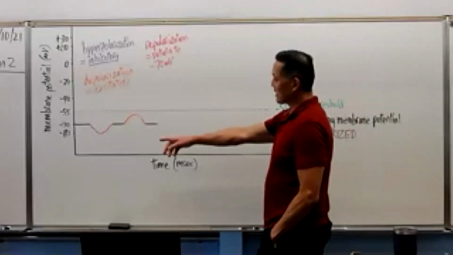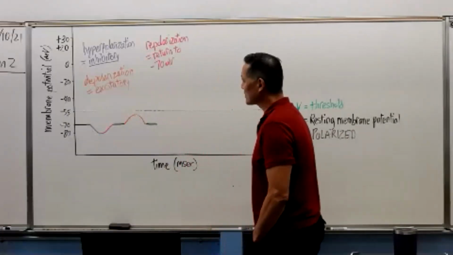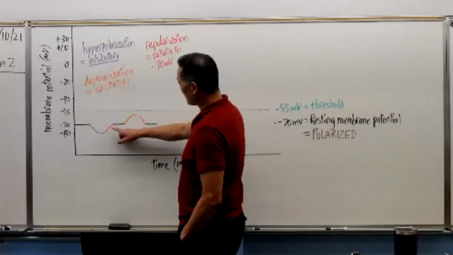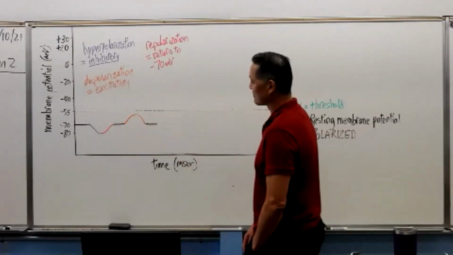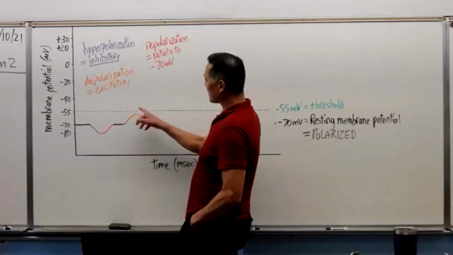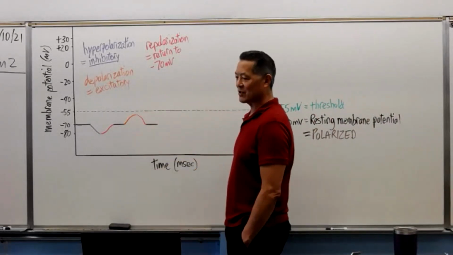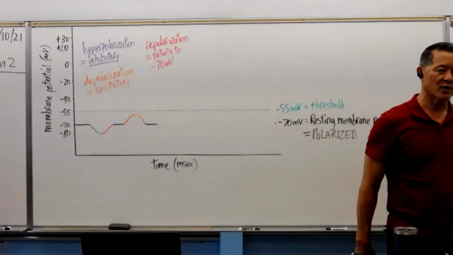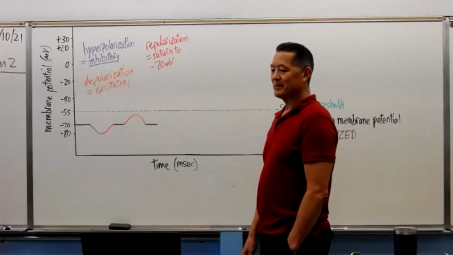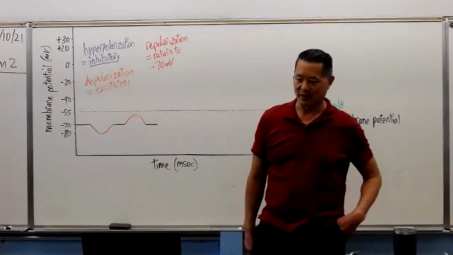If you have signals that move away from threshold, it's more negative, hyperpolarized. That's inhibitory, it's further away from threshold. But if it returns to minus 70, that's repolarization. If you have signals that make it less negative, you're closer to threshold, but since it's less negative, it is depolarization. Since it is closer to threshold, it is excitatory. And if you return to minus 70, that is repolarization.